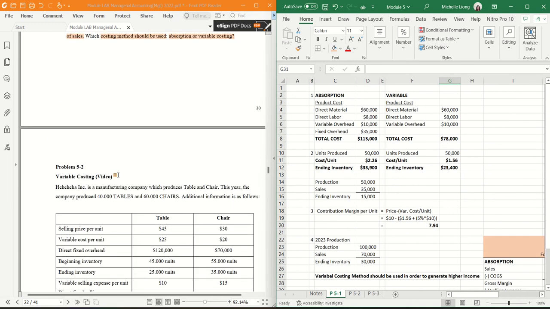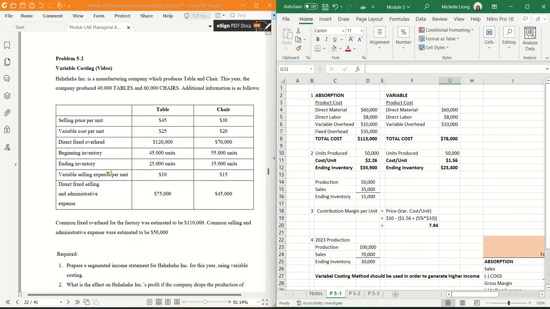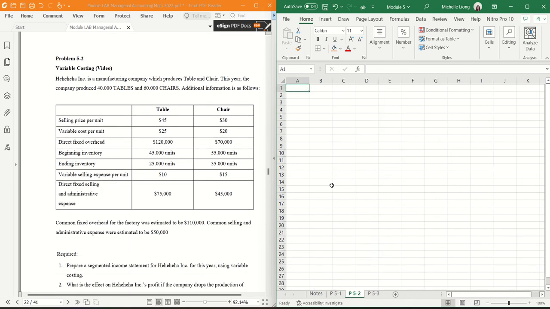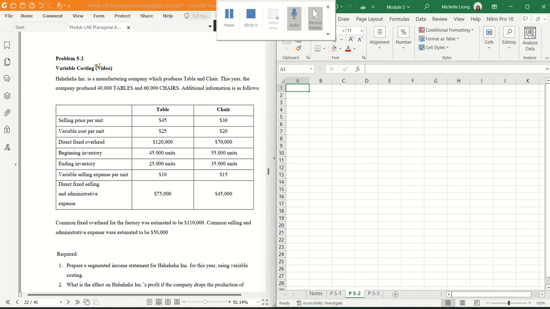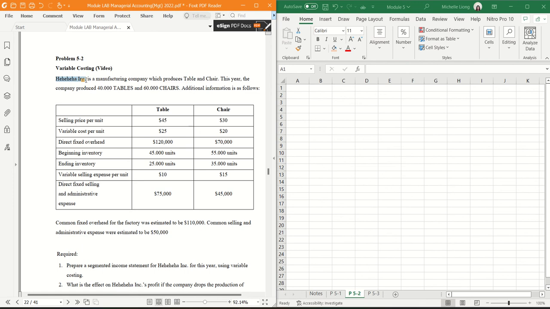Next one is problem 5.2, which is variable costing only. So I hope you understand in problem 1. In problem 2, we are going to continue, which is Heheheha Inc. They are a manufacturing company which produces table and chair. And this year, the company produced 40,000 tables and 60,000 chairs.